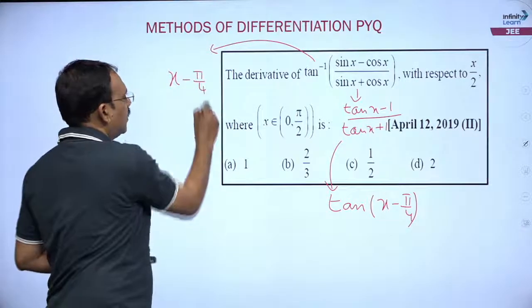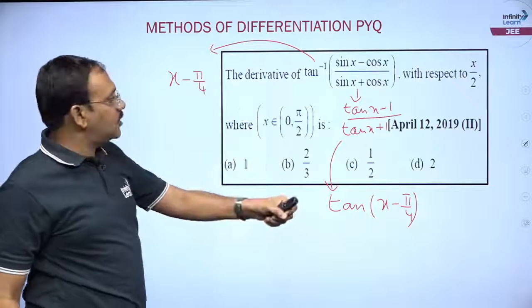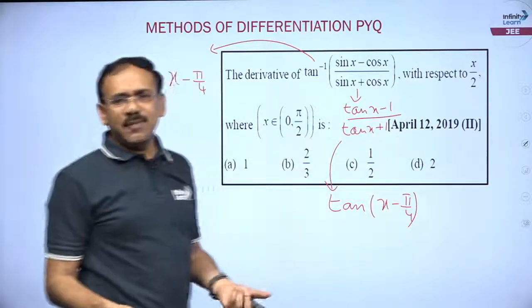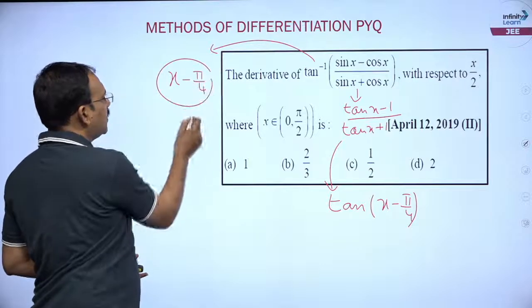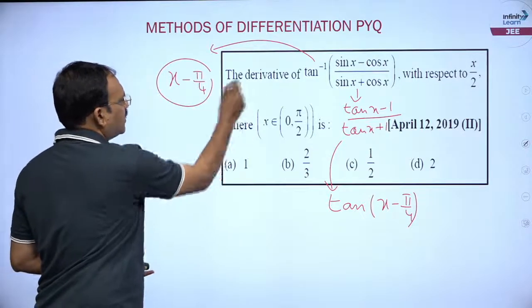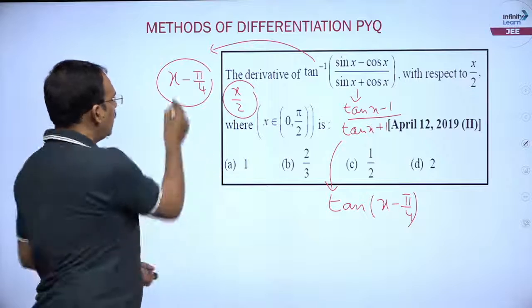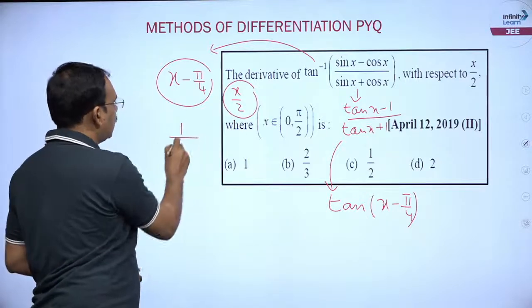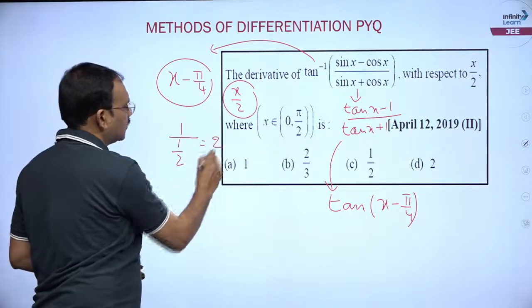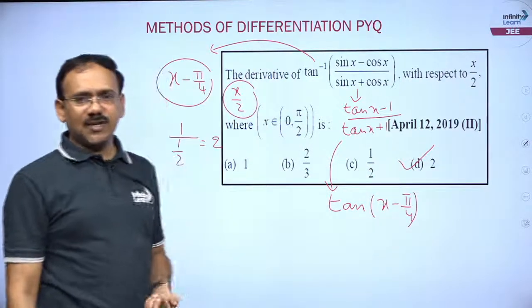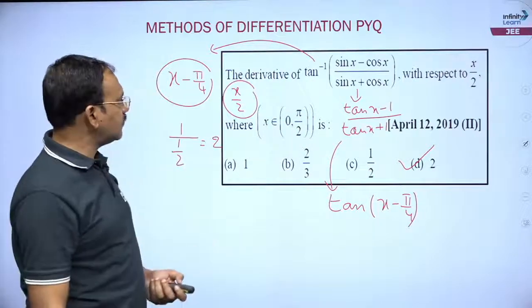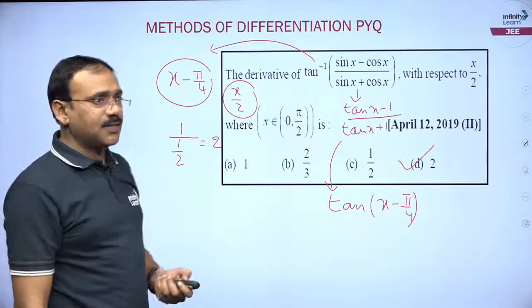Derivative of a function with respect to x by 2. Simple. So, derivative of this with respect to x by 2. What a simple question here. Derivative of this is 1, x by 2 derivative is 1 by 2. So, the answer is 2. That is all. Yes, easy question, right? The next, dear students.